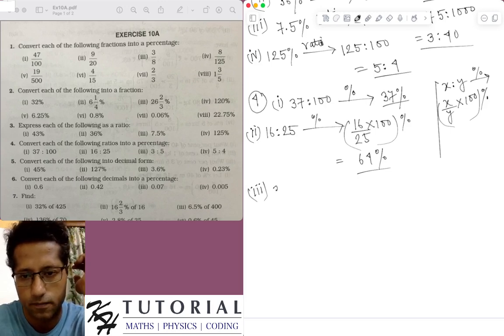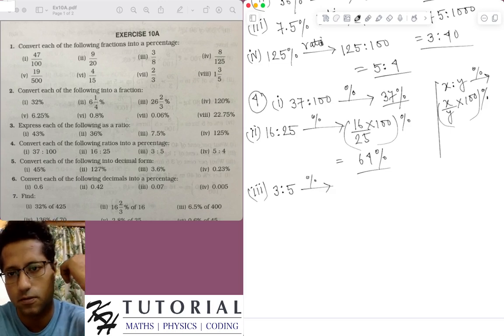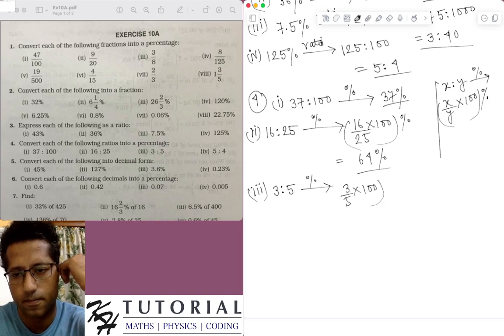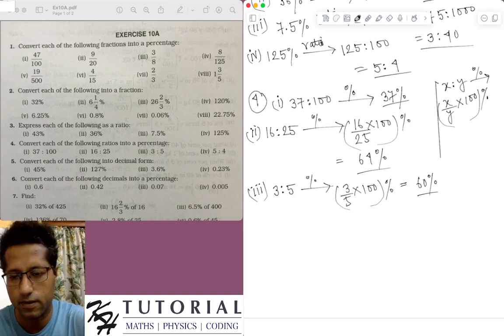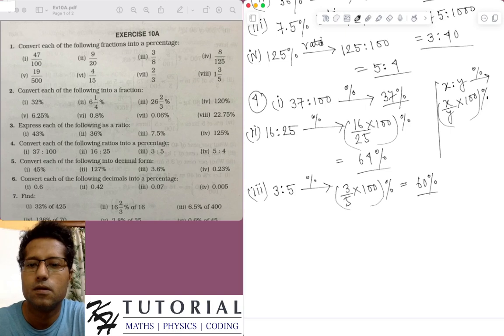Let's do part 3. 3 is to 5. When we convert it to percentage, it becomes 3 by 5 multiplied by 100 percentage. That is 3 into 100 divided by 5. When you simplify it, it becomes 60. This is 60 percentage.